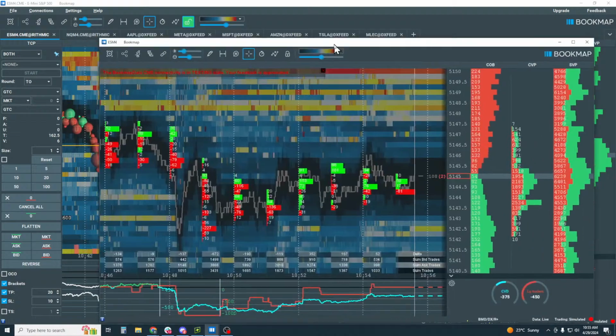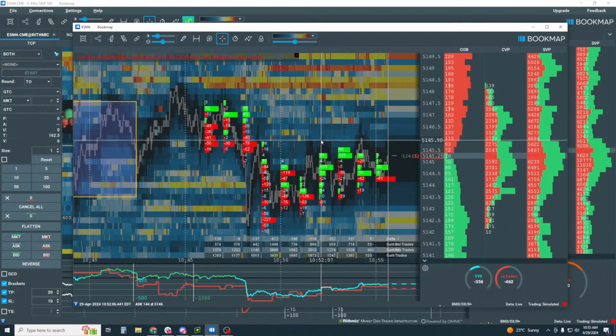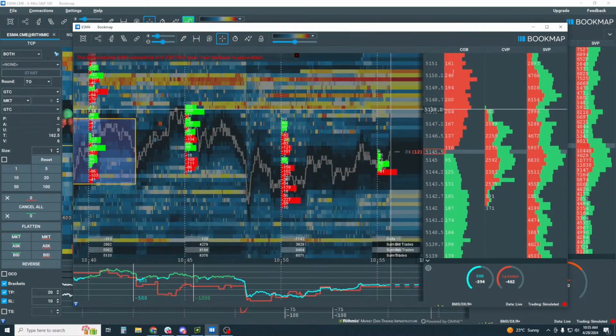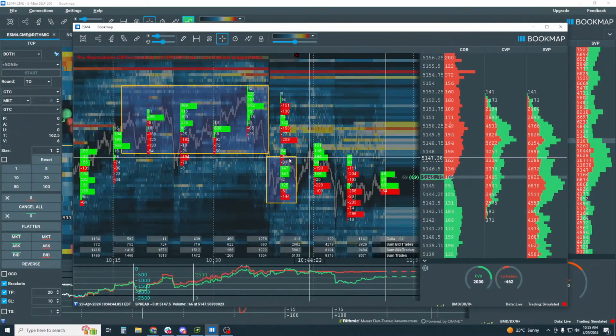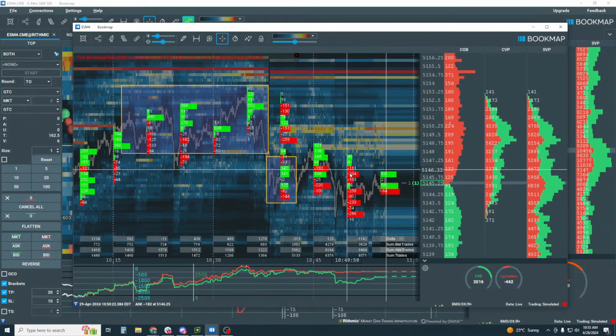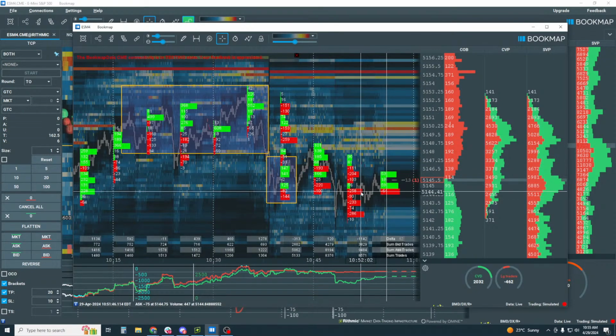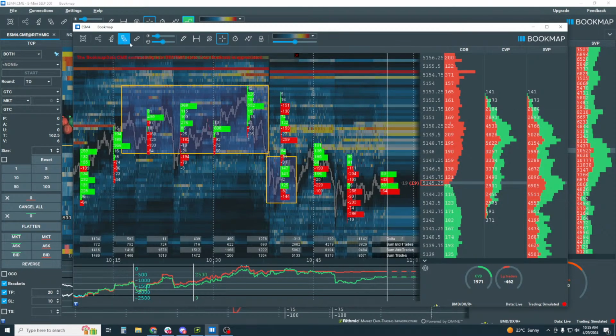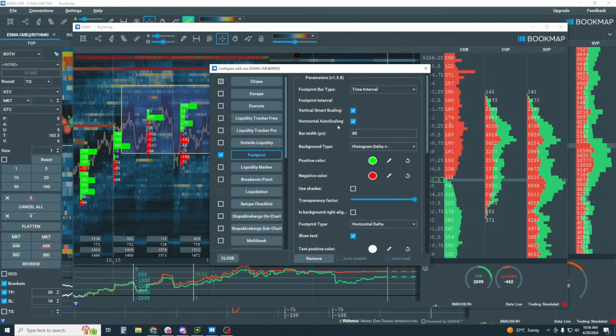Let's take a look back at our footprint chart since we've been covering that. What do we see? Okay, so we can zoom out in our footprint chart and we can look at the different profiles in here. I'll show you how this works. I think it's pretty cool, and I think it's unique that you won't find in other footprint products. It is all based off of this little button right here, horizontal auto scaling.